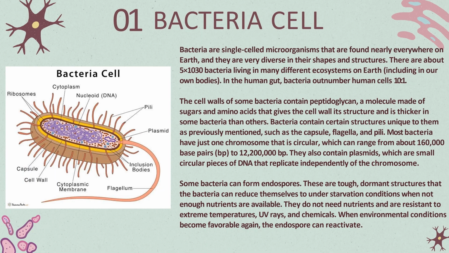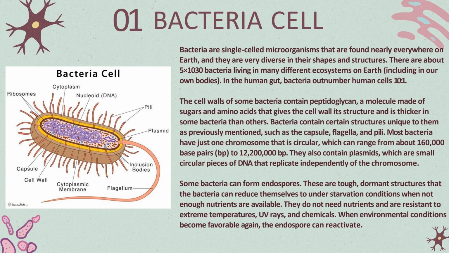Number one example is the bacteria cell. Bacteria are single-celled organisms that are found nearly everywhere on Earth, and they are very diverse in their shapes and structures. There are about 5 times 10^30 bacteria living in many different ecosystems on Earth, including in our own bodies. In the human gut, bacteria outnumber human cells by a 10 to 1 ratio.